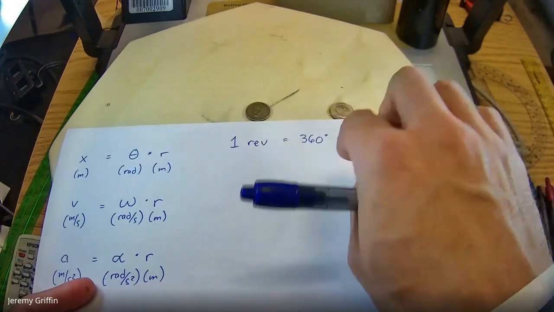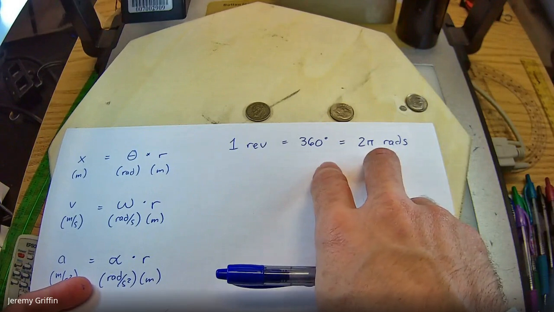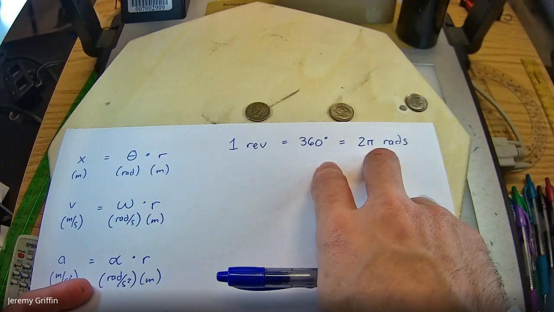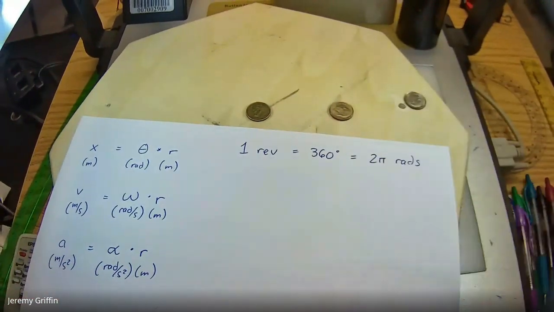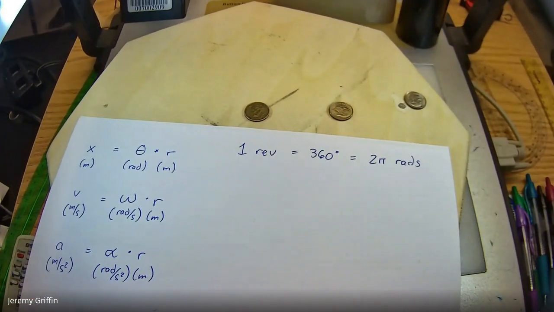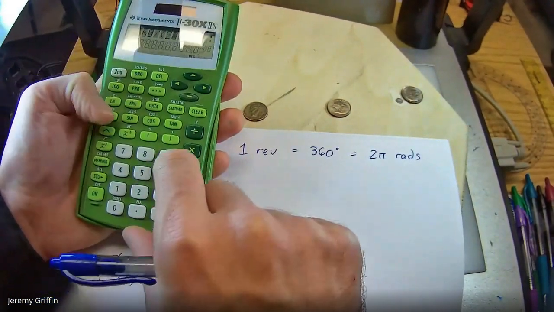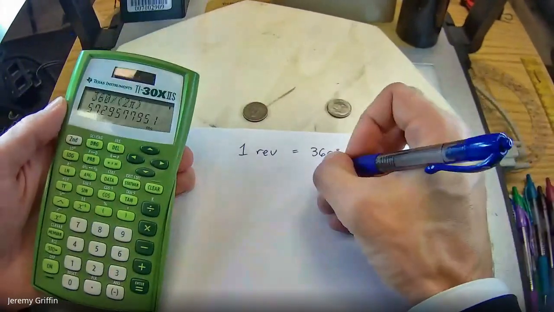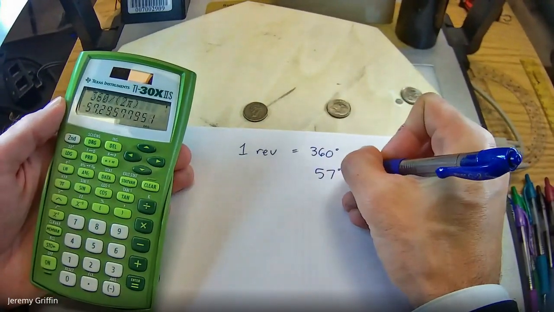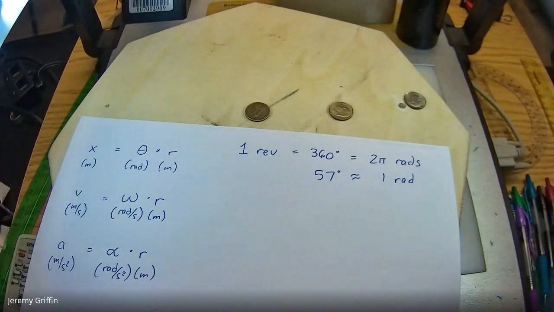Do you guys remember approximately how many degrees 1 radian is equal to? Yeah, it is about 57 degrees. You remember that? Because if you take 360 degrees and divide by the 2 pi radians, you get 57.2957. So 57 degrees is pretty close to 1 radian. If you're ever wondering what the heck a radian is, it's a little short of 60 degrees.